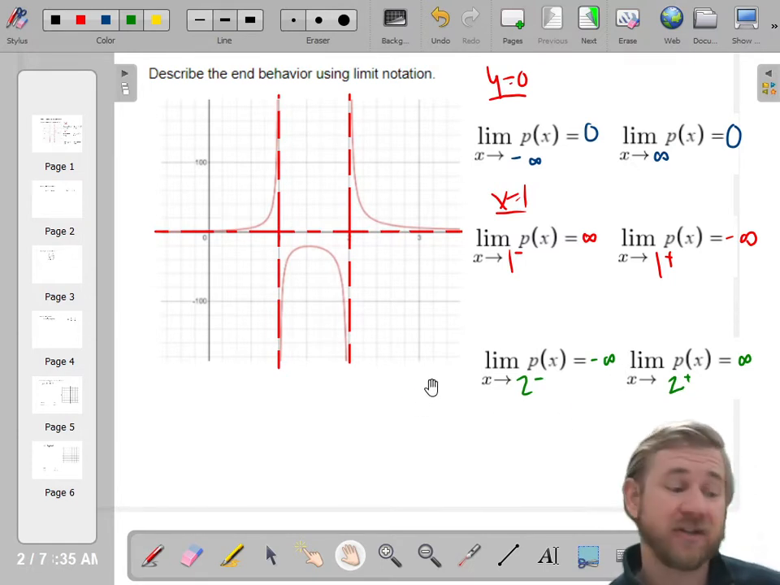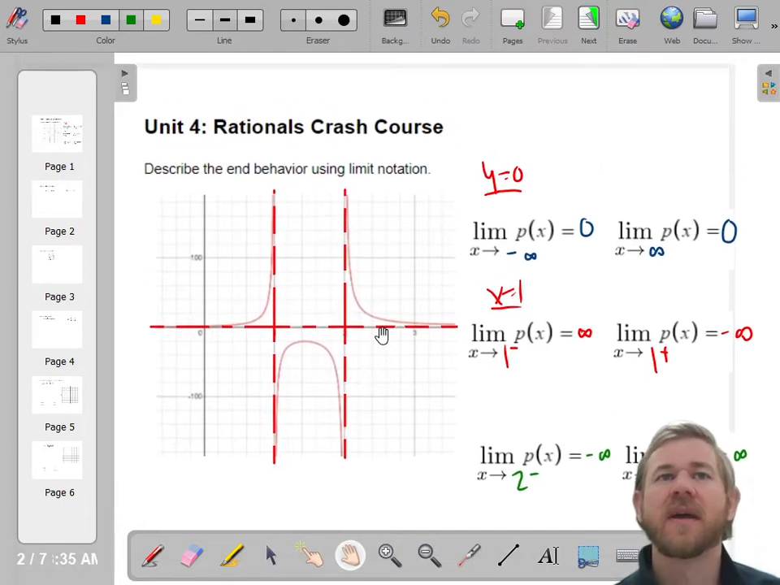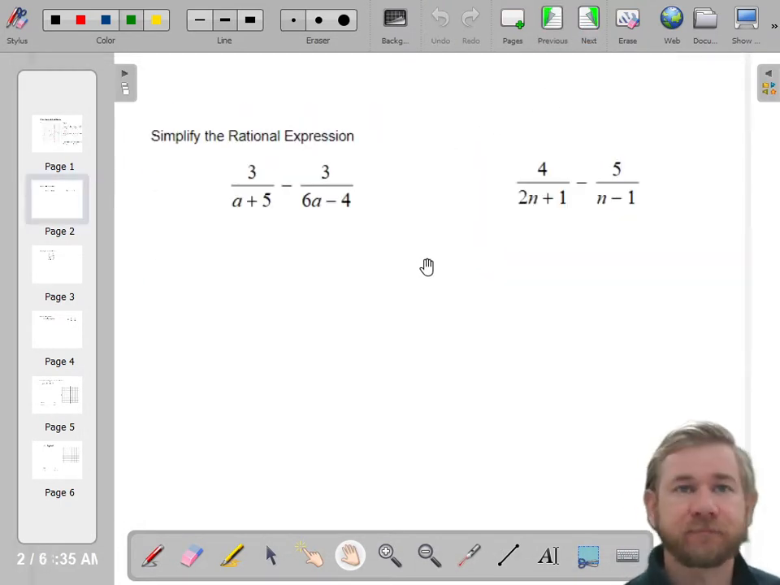We didn't have to do any sign charts or anything for that. We weren't really analyzing it, but I think at the end we're going to do that too. So that's just describing end behavior.